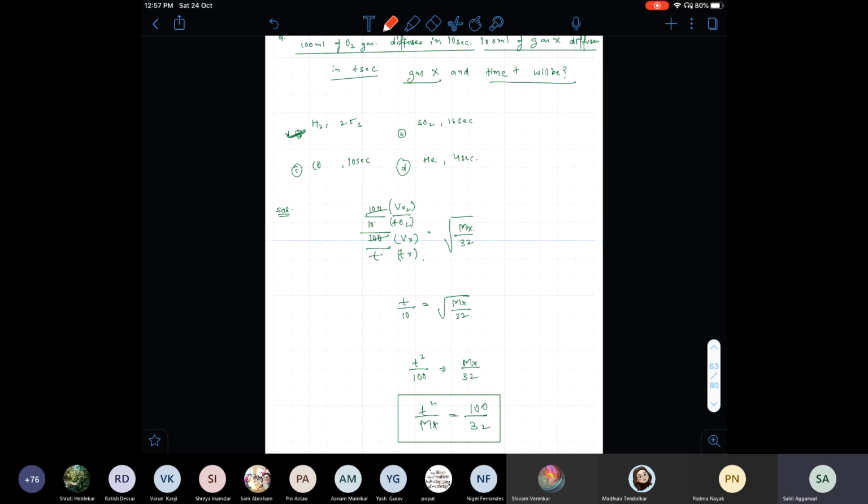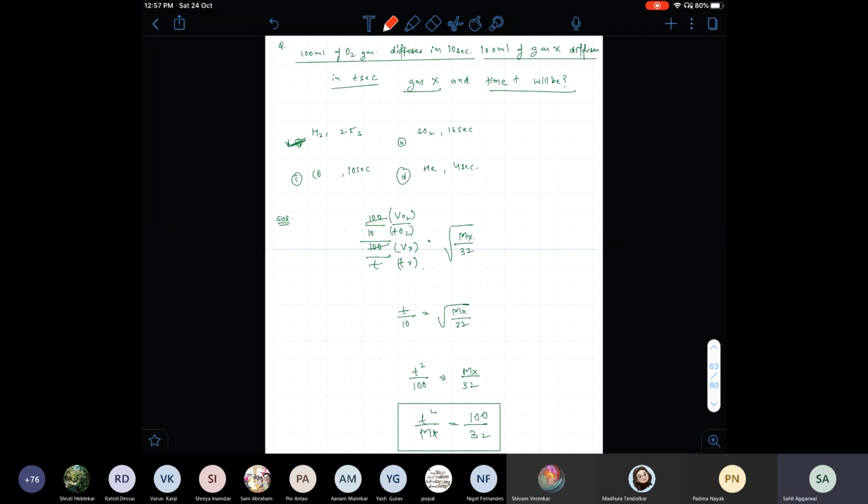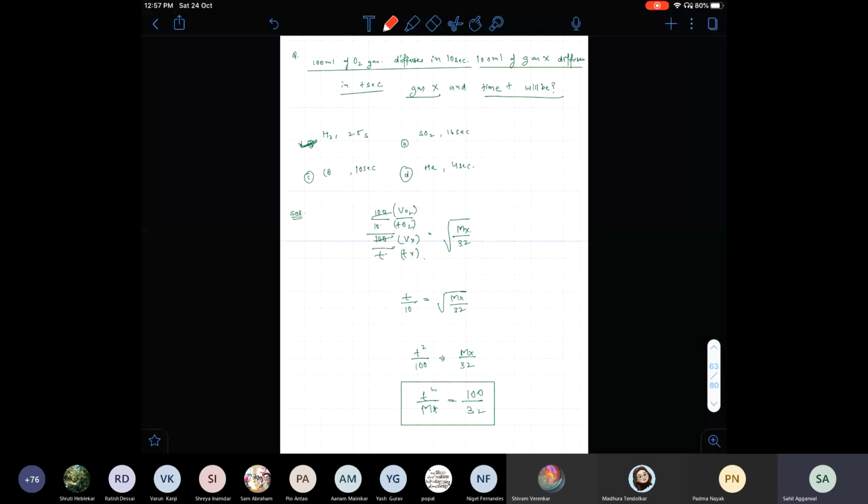Theek hai, previous year question hai JEE ka. You should know this thing, ki do variables hain to you have to put the values and you will get the answer. All of you understood? You are getting C. How you are getting C? This ratio is how much? 100 by 32 will be how much? 3.125.